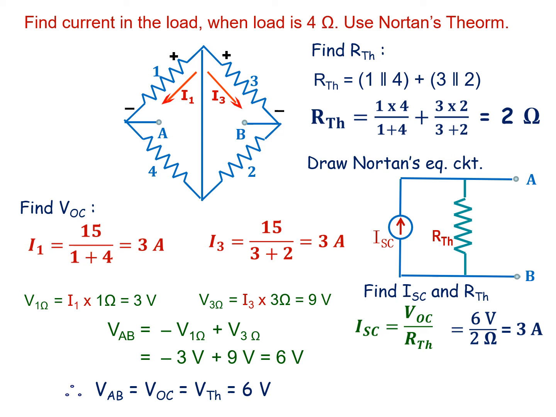Now for the Norton's equivalent circuit, connect the load and find out the load current. The load current is the short circuit current into the other resistance R Thevenin divided by R Thevenin plus RL. You will get the answer as 2 amperes.